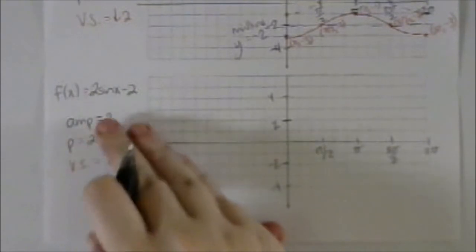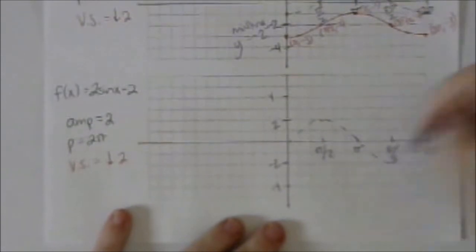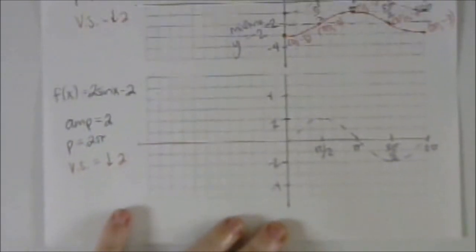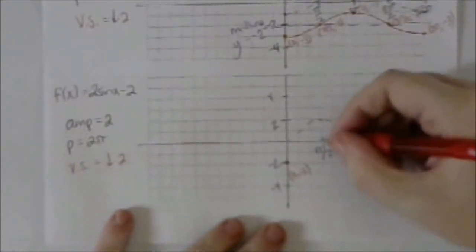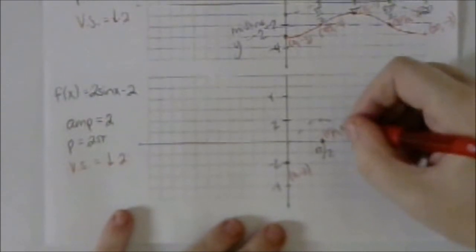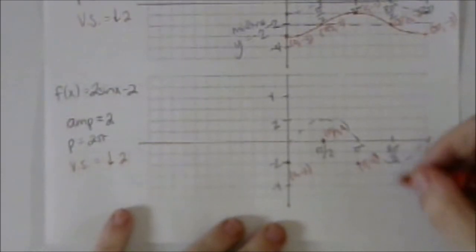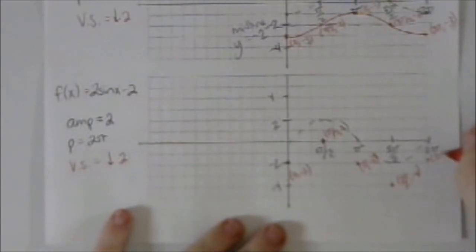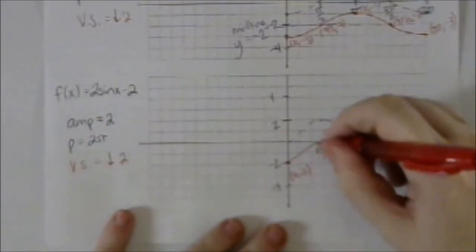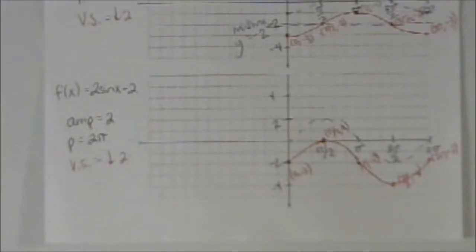Draw your sine curve with just the amplitude and period. Shift every point 2 units down. (0, -2), (pi halves, 0), (pi, -2), (3 pi halves, -4), and (2 pi, -2). We've just completed another picture.